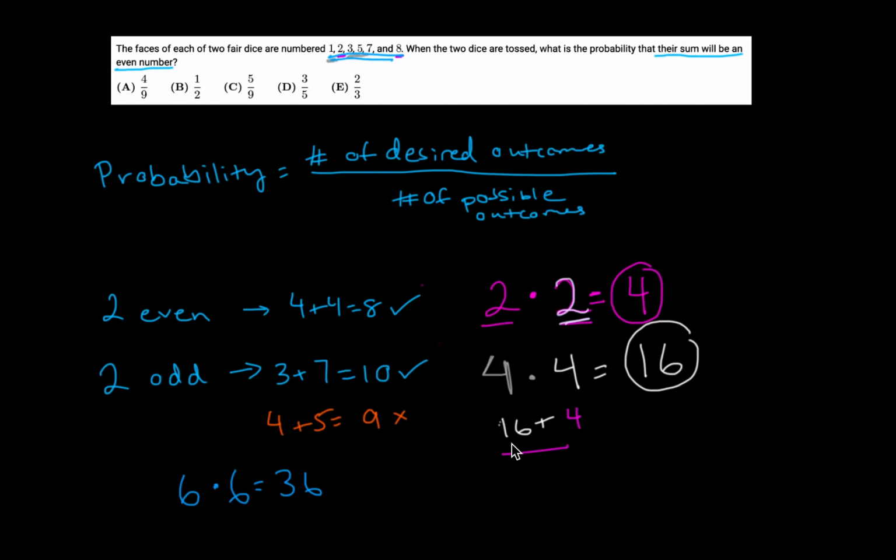So our answer would be 16 plus 4 over 36. And this is 20 over 36, and if we simplify that, we can divide both by 4. It would be 5 over 9, and we see that on our test. That is answer choice C.